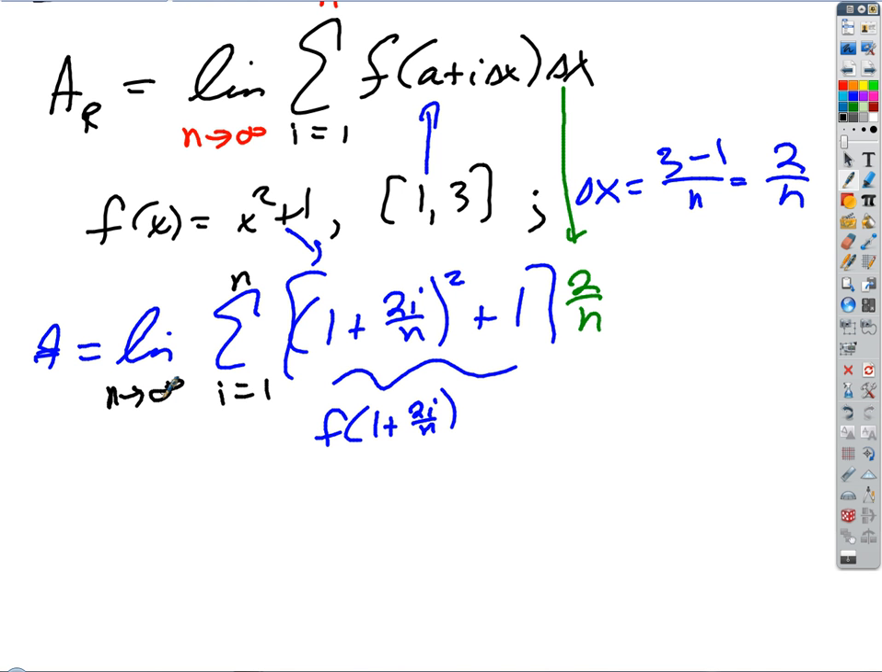Okay, so what's the order in which we do this stuff? Because we've got a lot of layers going on here, don't we? We've got a sum of all this stuff. What's the variable of the summation?